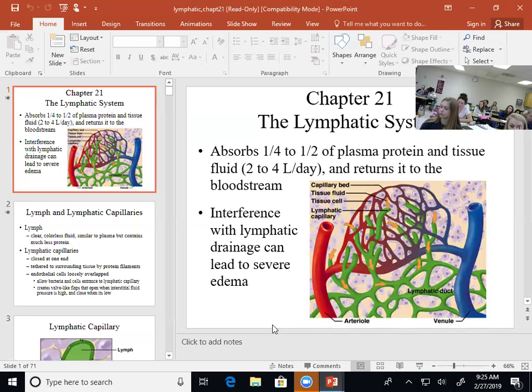Then name 3 types of tonsils. You'll need to know them for the test. They are the palatine, the pharyngeal, which people call adenoids, and the lingual, right? Did anybody know that? Yeah, that's it. Okay. Good.